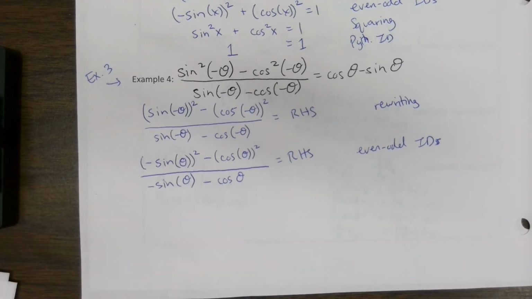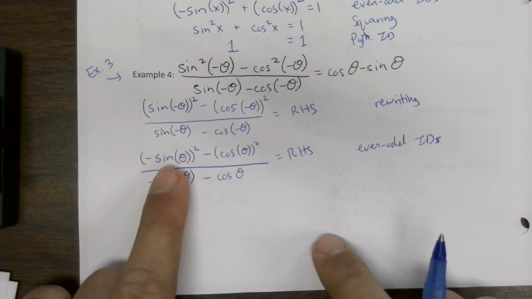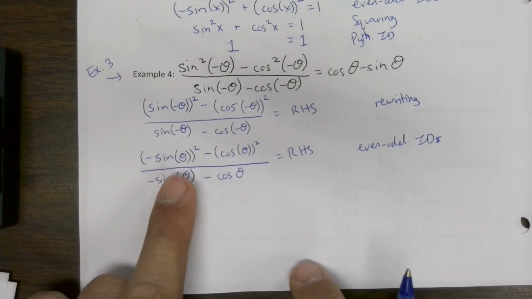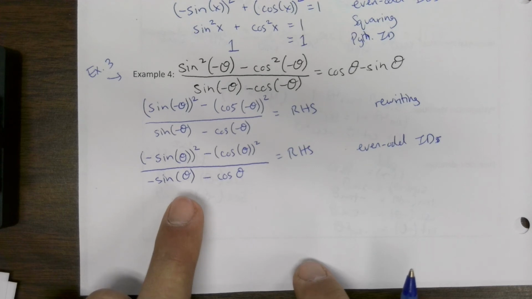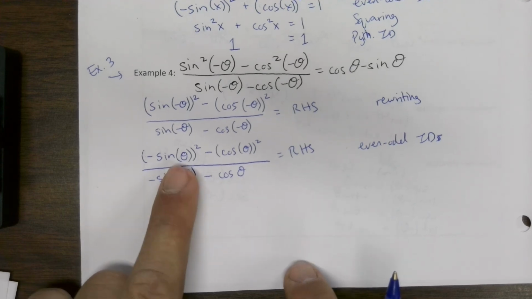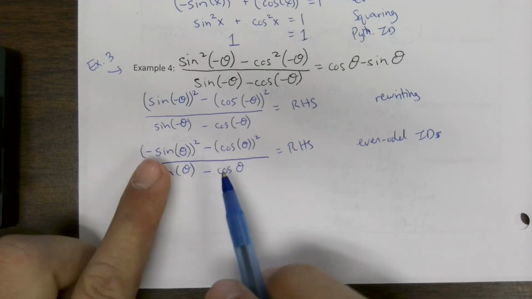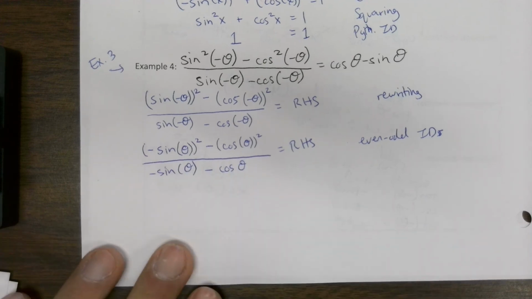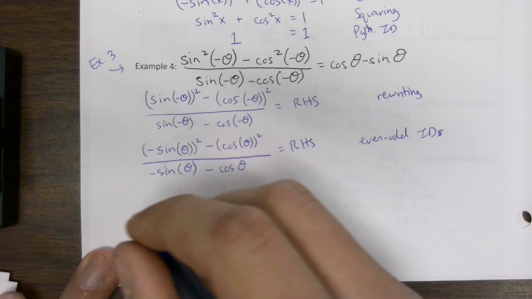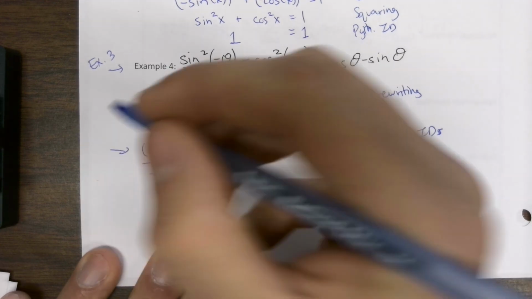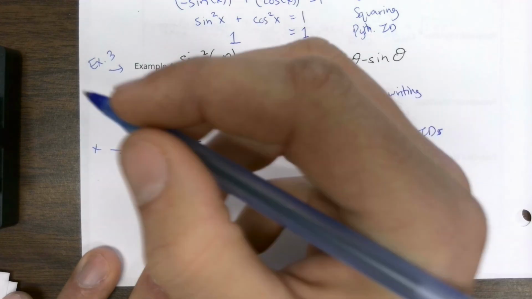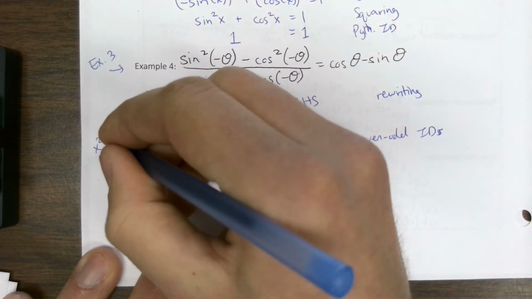Alright, so now I get to square these two. So I'm going to go ahead and do that. Actually, I'm not going to square these two. So what I'm going to do is I'm going to factor this using the difference of two squares. So imagine this is like x squared plus y squared.